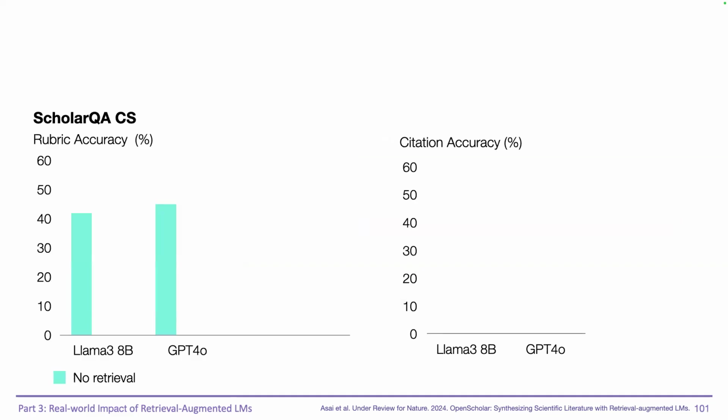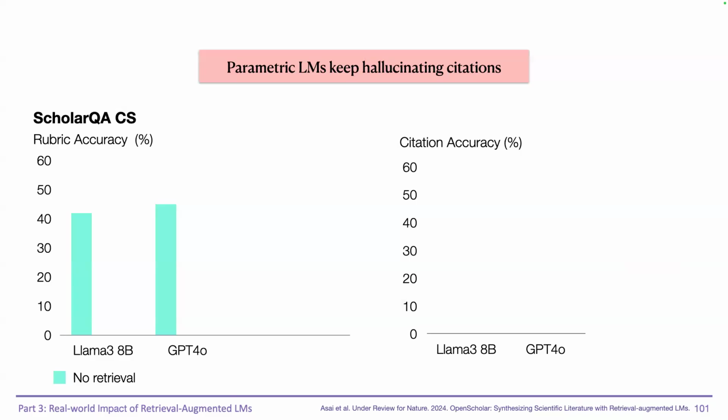Now let me go over the results. Here we evaluated Llama 3 8B and GPT-4o without any retrieval, requiring them to generate the answer with a list of citations purely from their parameters. We found that both models achieve nearly zero citation accuracy, as most of the cited papers are entirely fabricated.